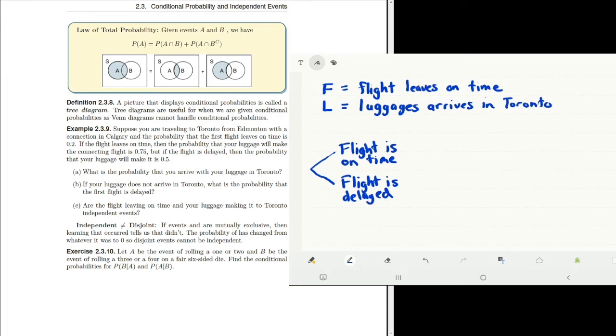And now on each of these branches, we're going to write the probabilities for these events. So we're given that the probability that the first flight leaves on time is 0.2. So we're going to write 0.2 as the probability for the top branch. And so this is the probability of F. Now, if the probability that the flight is on time is 0.2, then we can determine the probability that the flight is delayed by using the complement rule. So the probability that the flight is delayed, which can be represented as P of F complement, is going to be 1 minus the probability of F using the complement rule, which is 1 minus 0.2, which is 0.8.